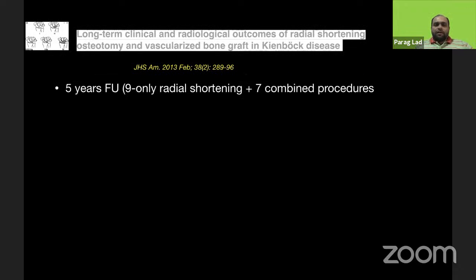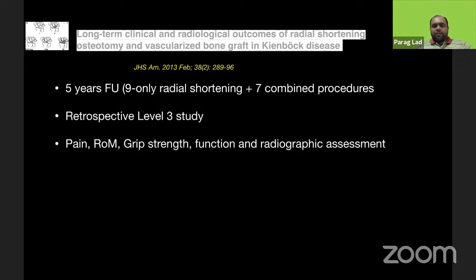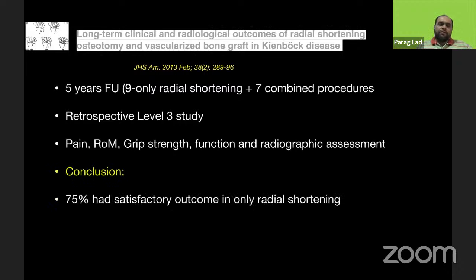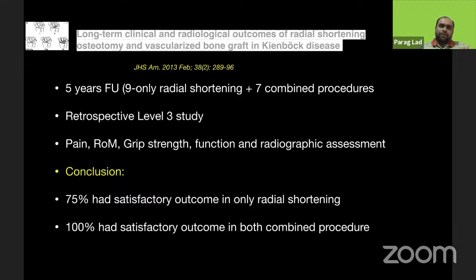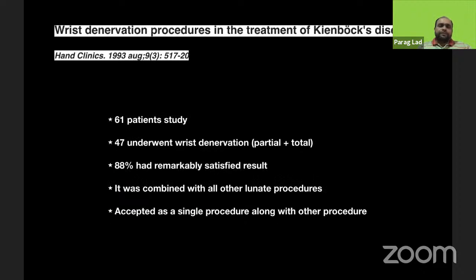The second article shows whether vascularized bone graft has to be combined with radial shortening or not. This article, published in 2013, is a retrospective level 3 study with 5 years follow-up. They had done a combined procedure, and the conclusion was that 75% had a satisfactory outcome with only radial shortening, but 100% had a satisfactory outcome in the patients where both procedures were combined.